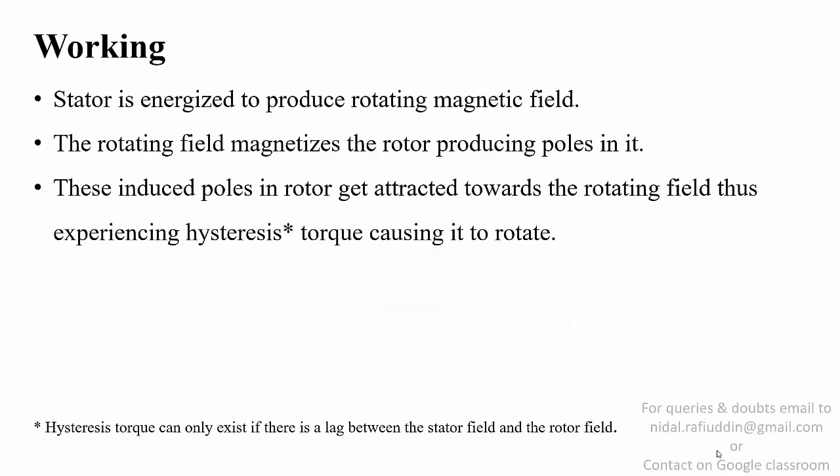Now let us understand the working of the hysteresis motor. Let me explain this point by point. In a hysteresis motor, the first task is that the stator is energized to produce a rotating magnetic field. Then the rotating field magnetizes the rotor, inducing poles in it. These induced poles in the rotor get attracted towards the rotating field, thus experiencing hysteresis torque, causing it to rotate. Now, a remark: hysteresis torque can only exist if there is a lag between the stator field and the rotor field. You will come to understand this in the later figures.